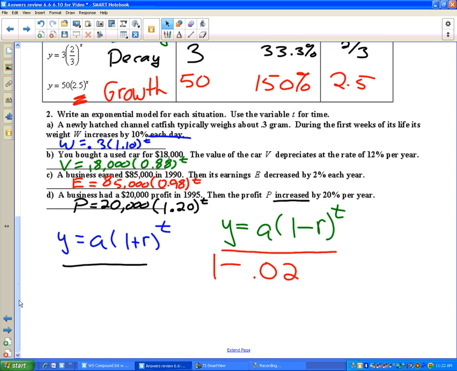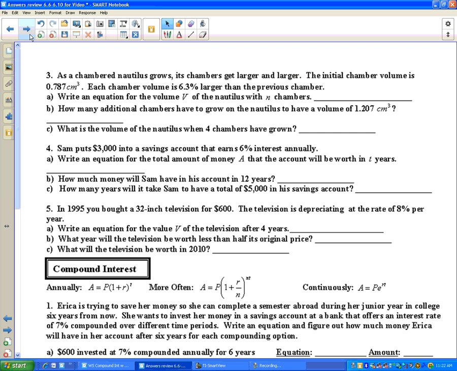All right, last page. As a chambered nautilus grows, its chamber gets larger and larger. The initial chamber volume is 0.787. Each chamber volume is 6.3% larger than the previous chambers. A, write an equation for the volume. This is increasing, so again, y is equal to a times 1 plus r to the t power.